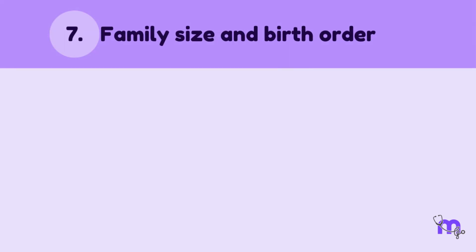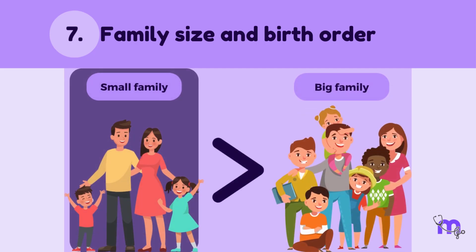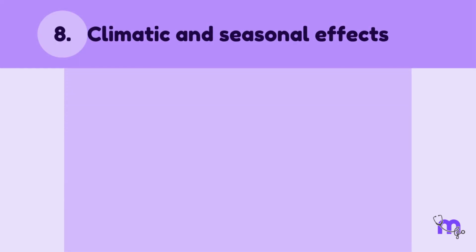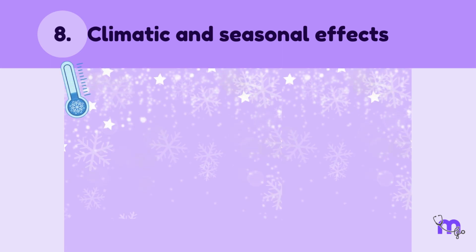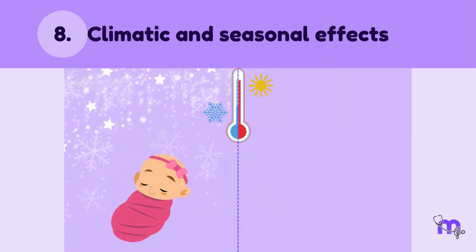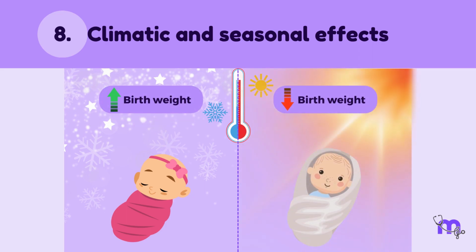The seventh factor is family size and birth order. The smaller the family, the better the nutrition. The younger siblings tend to show better growth than the older siblings. The eighth factor is climatic and seasonal effects. A colder climate affects how much fat or adipose tissue we store in our bodies, and babies born in colder climates have an increased birth weight when compared to babies born in summer.